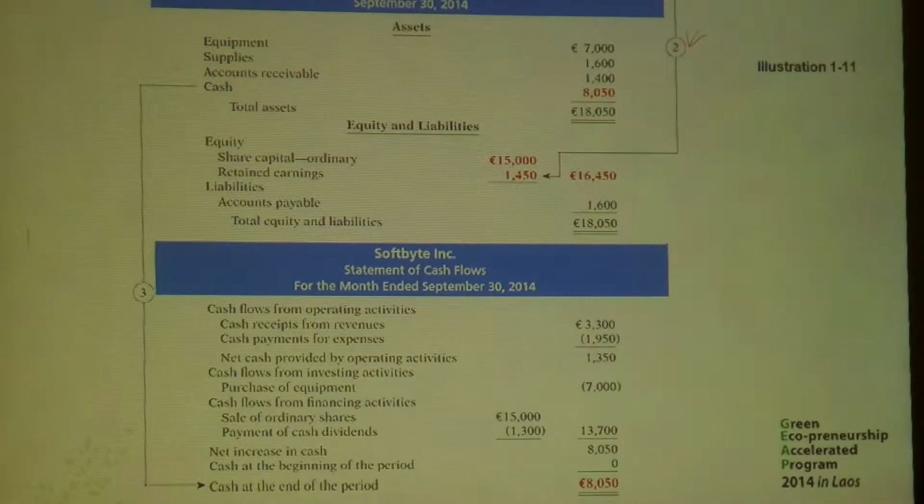So this one is, you have to add all together, comes up to 8,050, which is the same as this cash balance. Miracle, right?